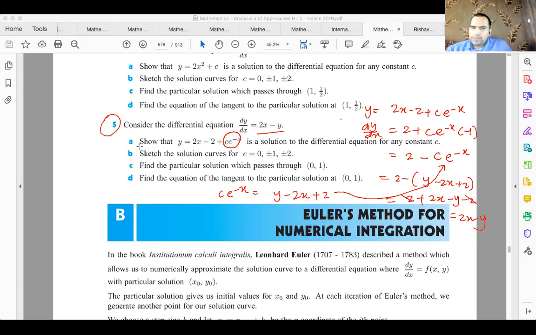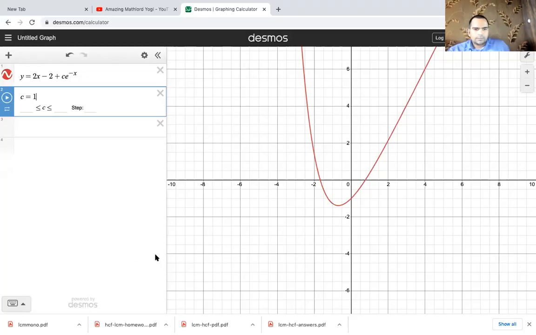Now, we have to sketch the approximate curves of this general solution when c is 0, plus or minus 1, and plus or minus 2. For this we can use Desmos or your graphing calculator to find the values and see how the exact equation looks. So we are basically asked to find the general curve when c is 0, c is plus or minus 1, and c is plus or minus 2.